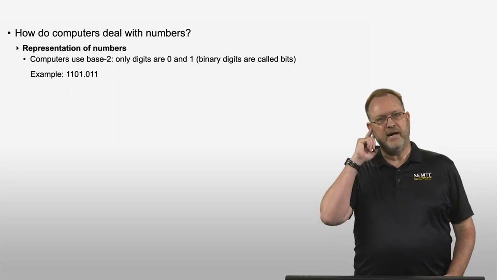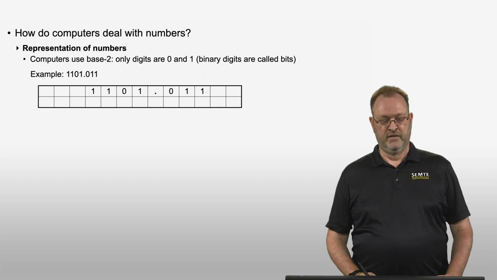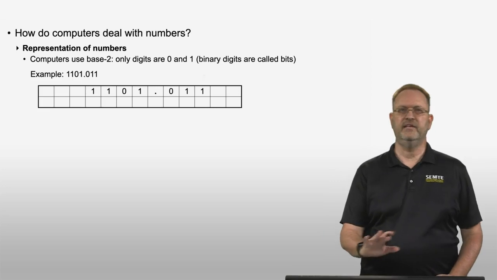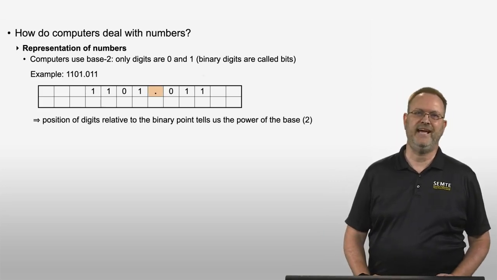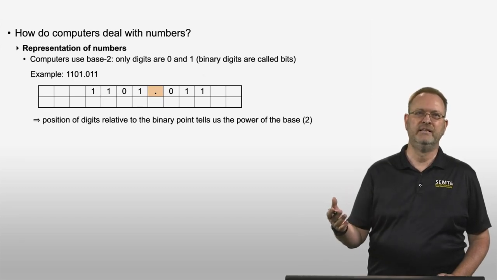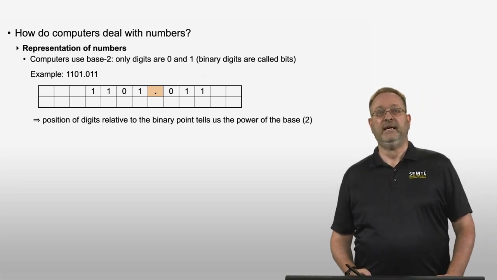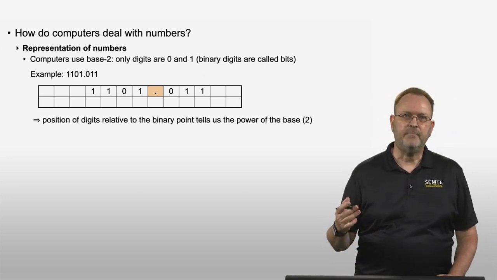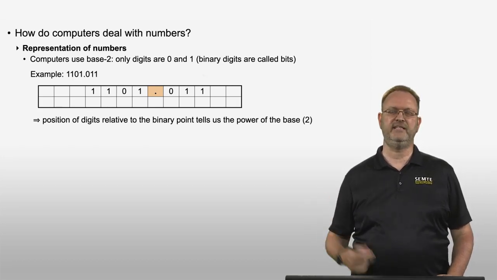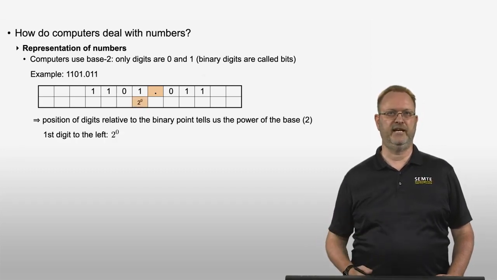All right, let's do one other example, since we're now in binary. So this number, 1101.011. If I write this in the same strategy that I've written my base 10 numbers, I have a point. We can call this a binary point, because we can't really call it a decimal point anymore because we're now in the binary system. And the position of the digits relative to that binary point tells us the power of the base, as it was done in the decimal system, except that the base here is the number 2 and not the number 10.